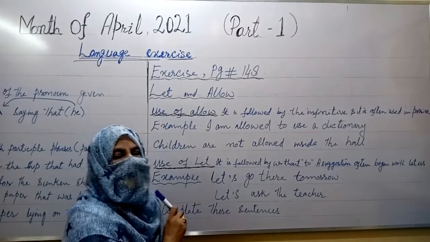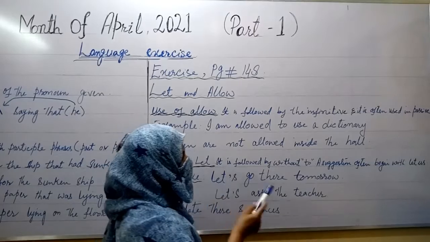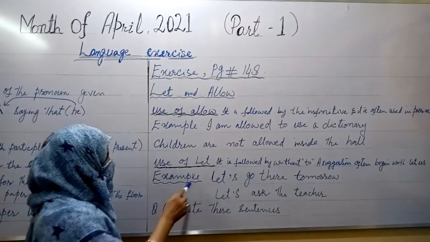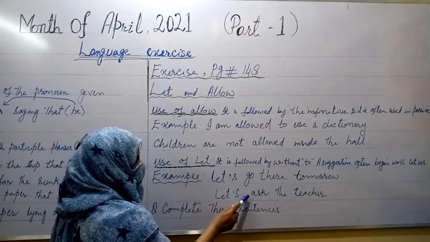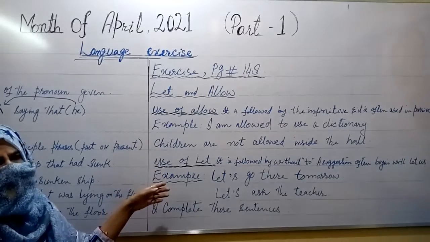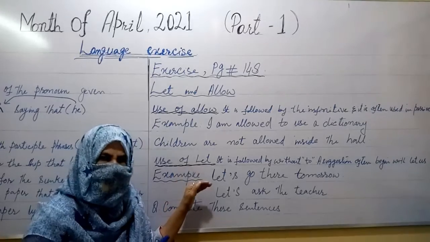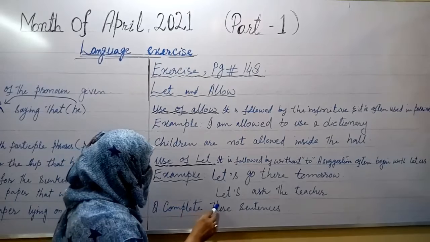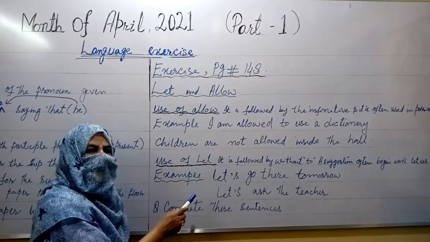It is followed by an infinitive without to. A suggestion often begins with let us. Look at this example. Let's go there tomorrow. Let's ask the teacher. Students, you got these points on when you will use allow and when you will use let in the sentence. In this way, you will complete these sentences. Question is, complete these sentences. So you will complete them by the use of allow and let.